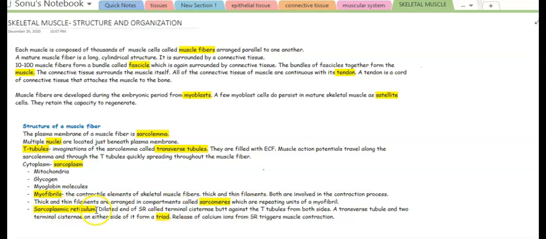The dilated end of the sarcoplasmic reticulum, called the terminal cisternae, butts against the T tubules from both sides, and these form a triad. The release of calcium ions from the sarcoplasmic reticulum triggers the muscle contraction. In the next video, I will discuss more about the sarcomere and the proteins in the myofibrils.